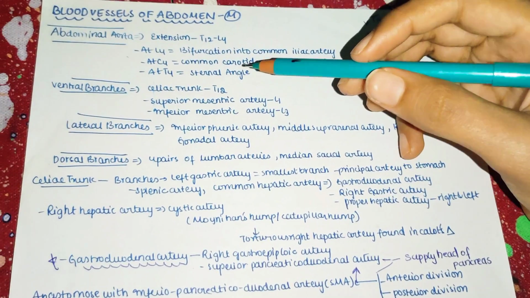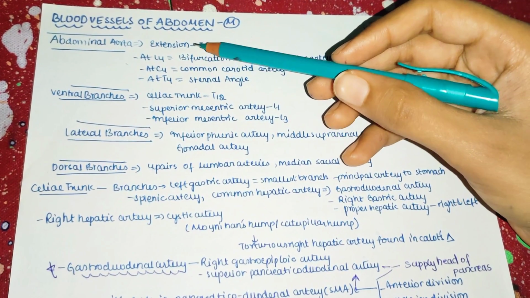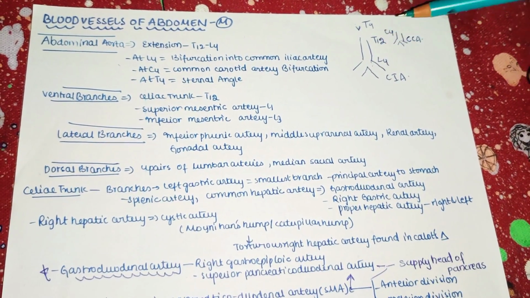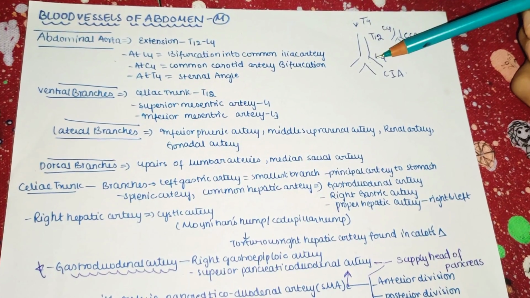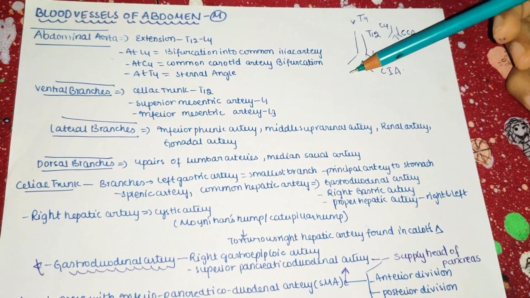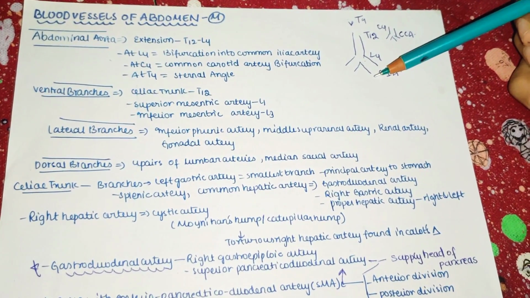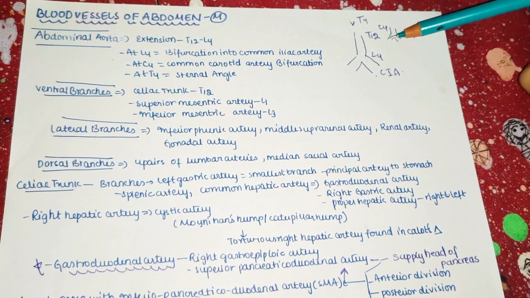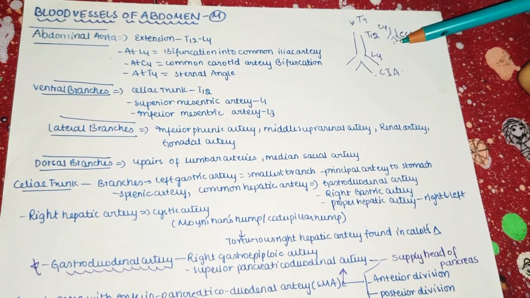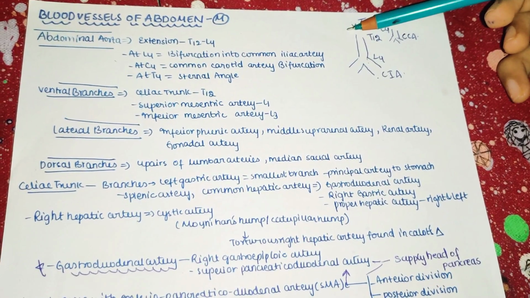Okay. So once again let us revise them. Extension, the abdominal aorta is from T12 to L4. At the level of L4 it is divided into common iliac arteries. And at the level of C4 there is bifurcation of common carotid artery. At the level of T4 there is sternal angle.